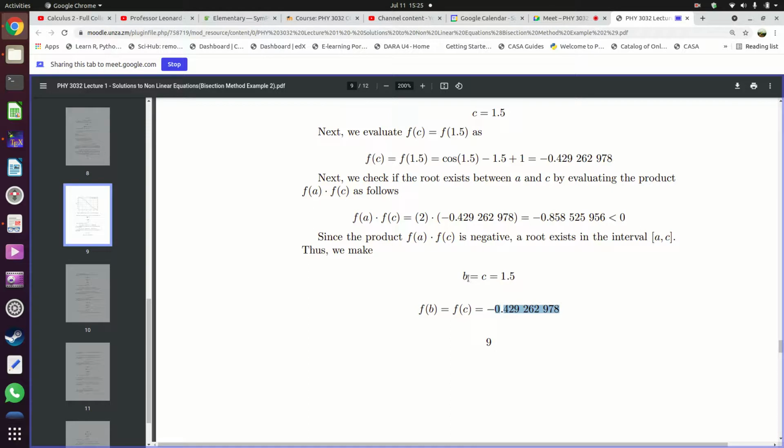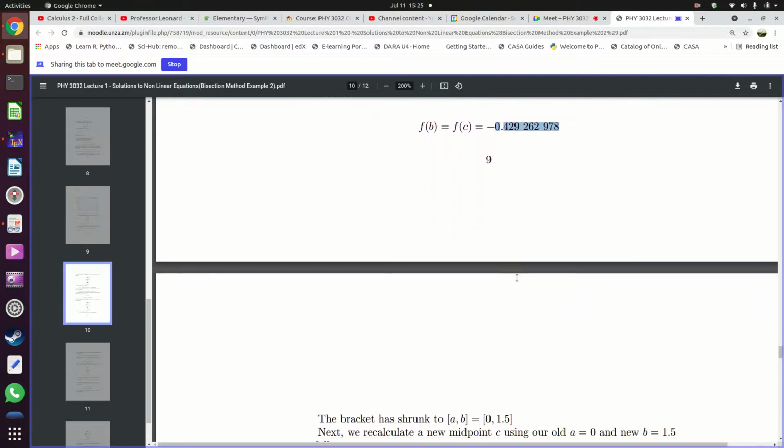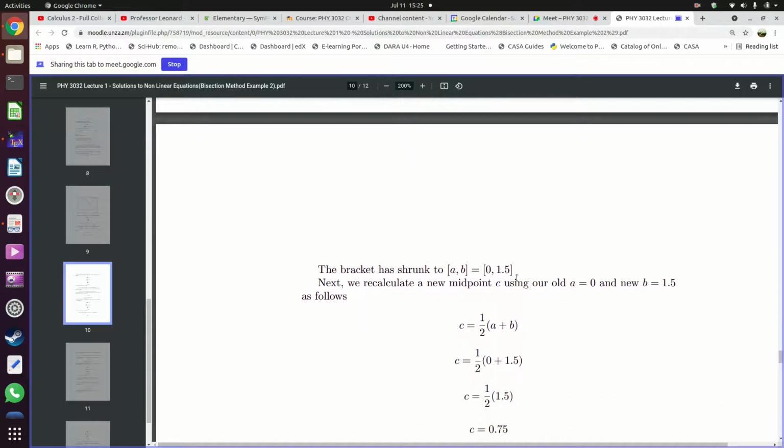So our B is now 1.5. If our B is 1.5, then our bracket is going to shrink. From being 0 to 3, now our bracket AB is going to have 0 as our lower boundary and 1.5 as our upper boundary. So our bracket has shrunk from 0 to 3 to now being 0 to 1.5. Are we clear?